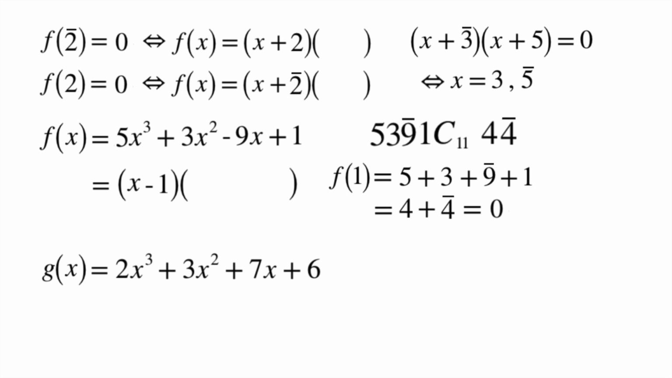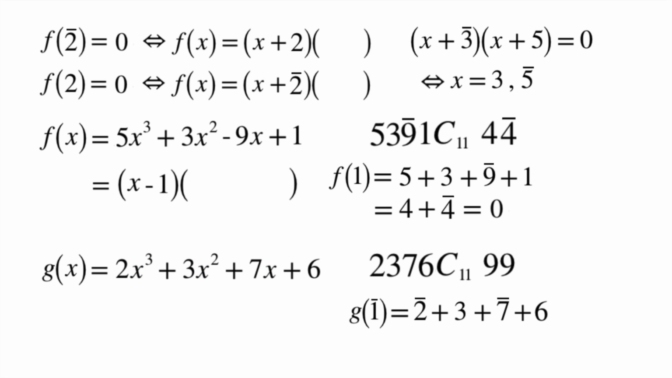The alternate sums being the same means g of negative 1 is 0 and factor x plus 1.